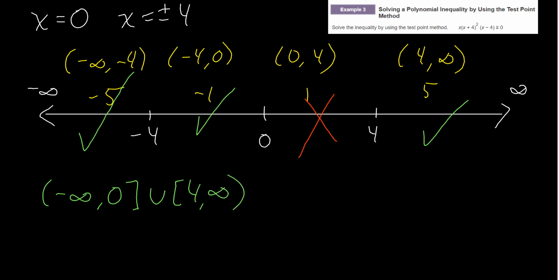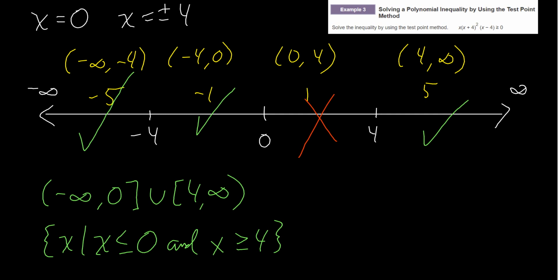And then, of course, my favorite, set builder notation, which is basically just writing it out. So x such that x is less than or equal to 0, and we can write the word "and" x is greater than or equal to 4.